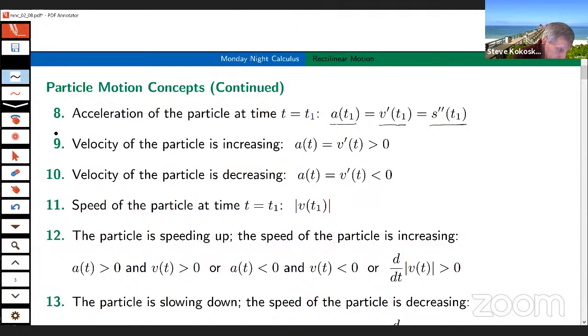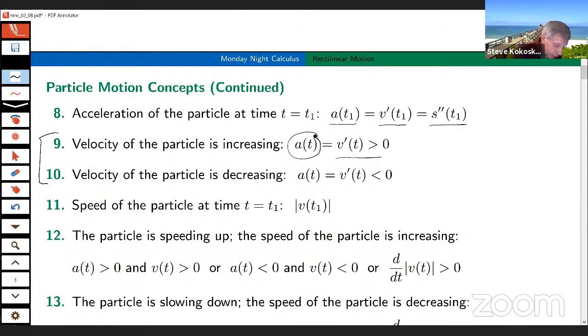And I'm going to kind of combine, as I did before, 9 and 10. Sometimes we need to find where the velocity of the particle is increasing or where it's decreasing. And how do we interpret that? Well, just thinking about a traditional sort of function, f, where is it increasing? Well, where its derivative is greater than 0. So that's where v prime is greater than 0, or the acceleration is greater than 0, and the velocity of the particle is decreasing where the derivative of the velocity is negative.